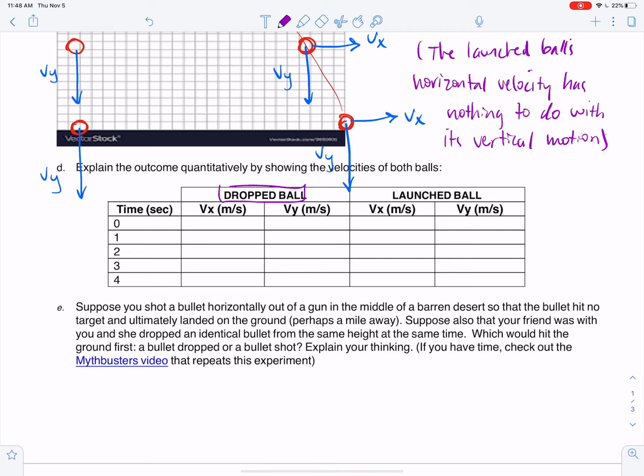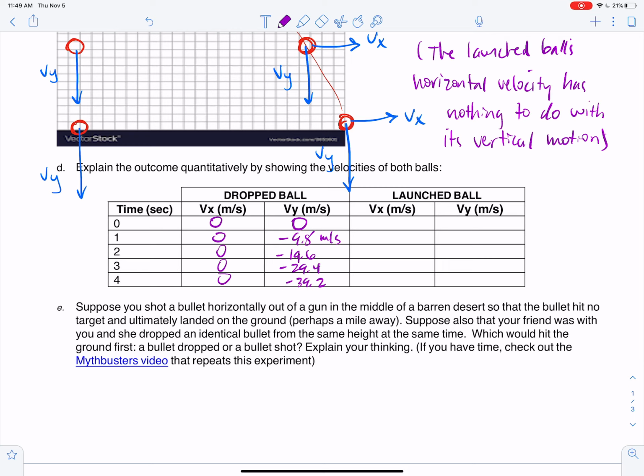Well, for the dropped ball, its horizontal velocity would be zero each time because the dropped ball is not pushed horizontally. It's just moving vertically, okay? In the vertical direction, it would be released from rest, so its initial vertical velocity would be zero. 1 second later, it would speed up to negative 9.8 meters per second. Then 1 second later to negative 19.6, then to negative 29.4, and finally to negative 39.2, following the rules of free fall, where any object in free fall, if air resistance is neglected, will just increase its velocity in the negative direction by 9.8 meters per second every second.